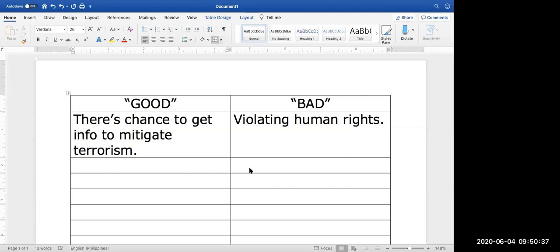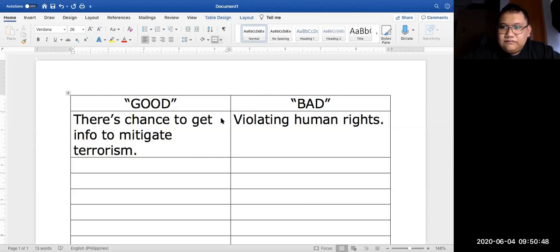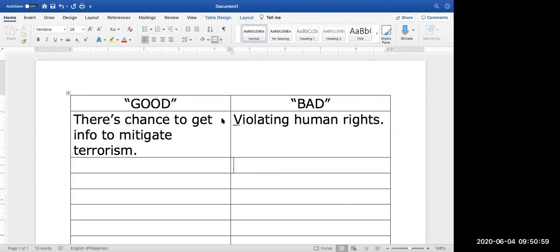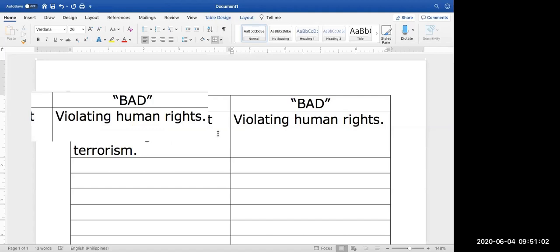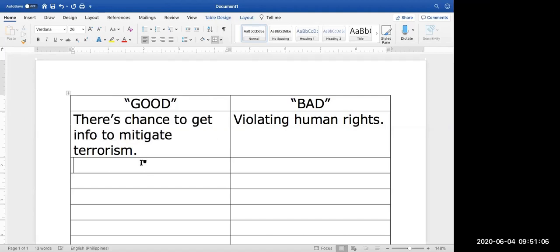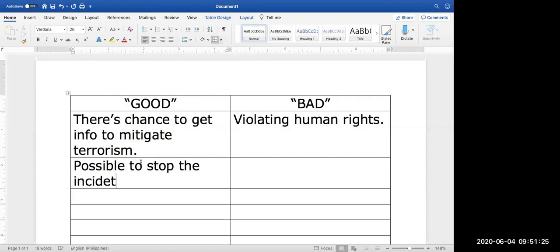Ano po, sir? Good. I bad thing po. Ano? Sab? Yes. Good thing na lang po, sir. Okay. Ano po? Pwede pong hindi mangyari yung pagtabog po nung bomb kasi masasabi po nung someone na yon yung location po. Okay, thank you.